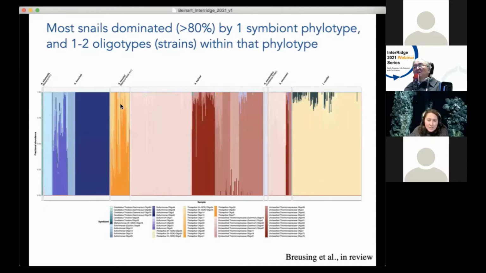And so you can see that in most cases, they're dominated by 1 color, maybe 2 colors, but these are primarily from the same symbiont phylotype. So they're usually dominated by 1 phylotype, but have some sort of strain level diversity within an individual.